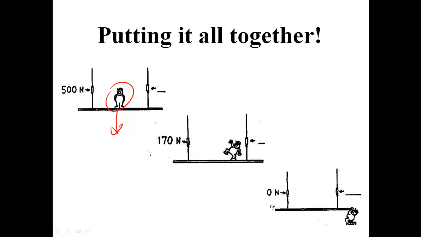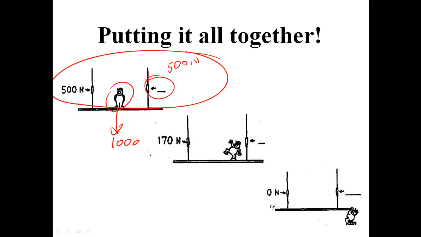He's got 2 ropes pulling up on him. In fact, he's in the middle. He's not off to the side. He's in the middle. So what's this one have to be? It's got to be 500 newtons. He's in the middle. So his weight is 1,000 newtons. We know this entire upward has to equal 500 because his weight is 1,000 newtons.